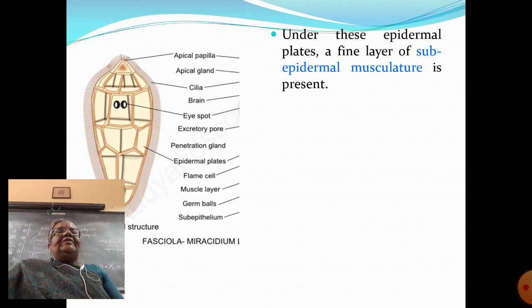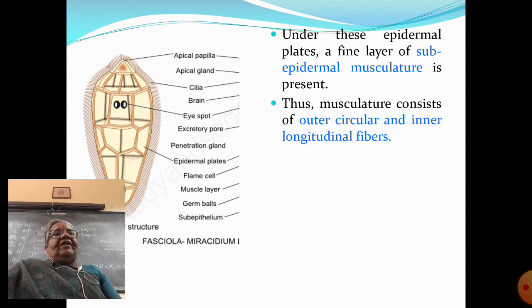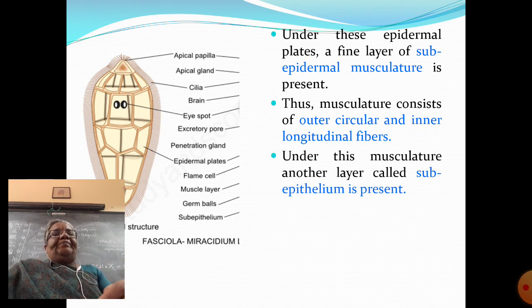Then again, continuation of other external characters. Under these epidermal plates you find a fine layer of subepidermal musculature. Sub means below, epidermal musculature. Let us see what all you find. As the name itself says, musculature consists of muscles. The musculature consists of outer circular muscles and inner longitudinal muscles. Under this musculature you find another layer called subepithelium.